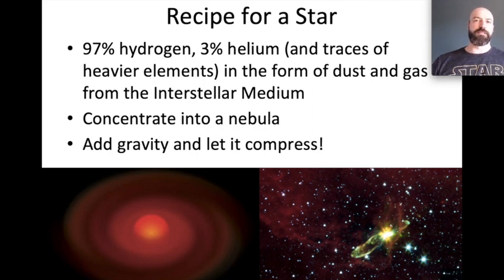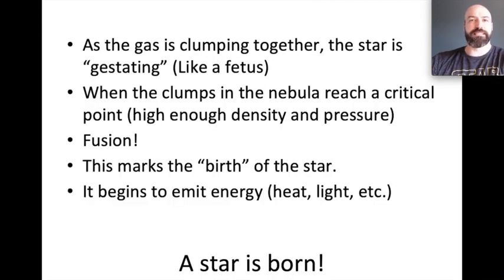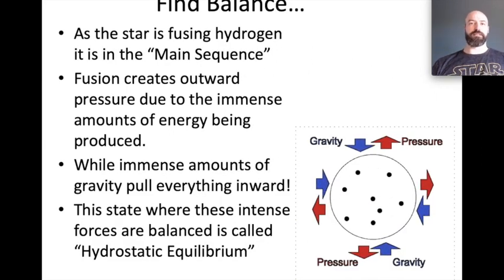So just a reminder, as far as stars go, they're made up of hydrogen and helium, and they form into a nebula. The nebula gains the gases and it starts to compress. The gas clumps together, and eventually it clumps together to the point that we have high temperature and high pressure, which causes fusion. That creates the birth of a star. Fusion happens and it begins to emit the light and the heat that we think of stars exuding.